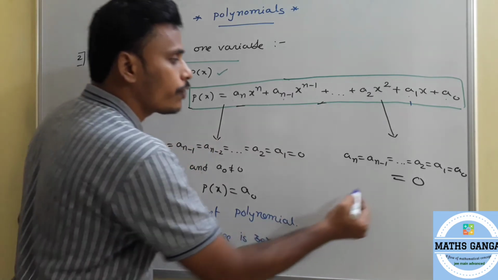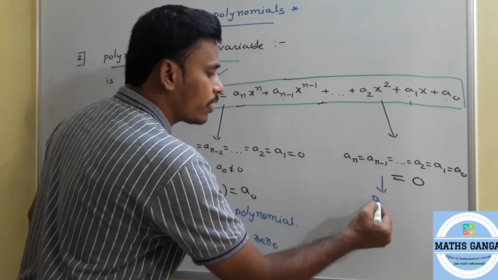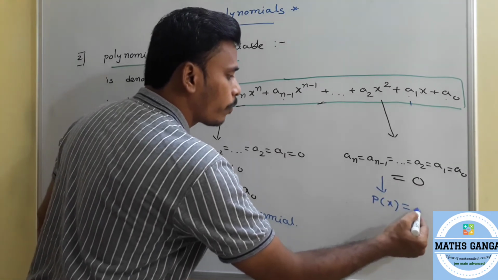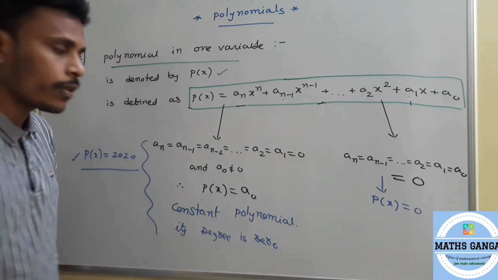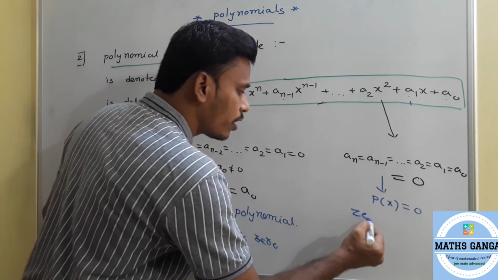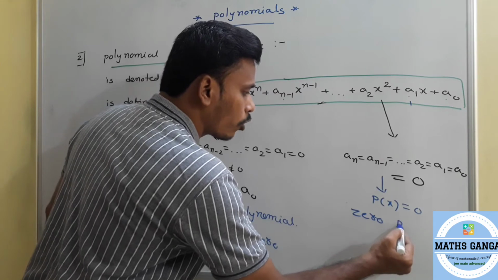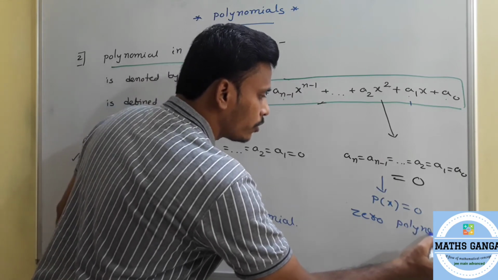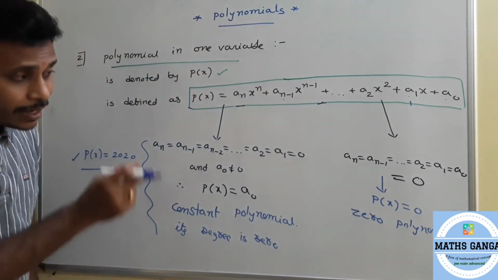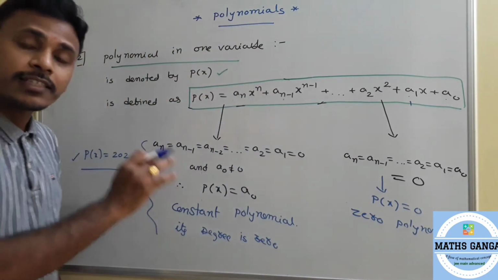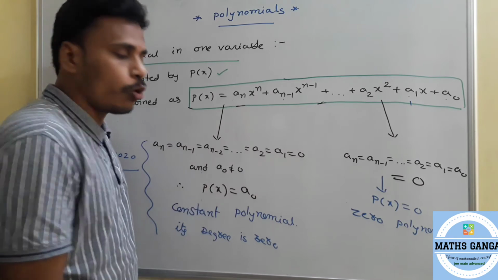Whereas if all the coefficients are zeros, then we say that p of x is 0 directly, because every coefficient is 0 including a0. P of x is 0. So this p of x is 0 is considered as the zero polynomial. Okay, the zero polynomial is different from the zero of the polynomial. Here it is a polynomial and we call it the zero polynomial.